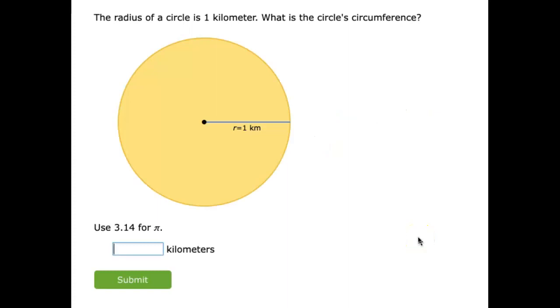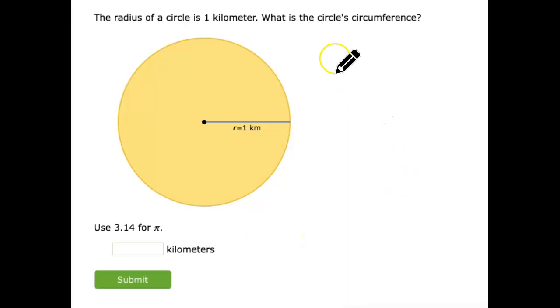All right, here's our first question. The radius of a circle is 1 kilometer. What is the circle's circumference? So we know that the radius is 1 kilometer, and we could use 3.14 for pi. So we'll solve for the circumference. Okay, let's do that together.